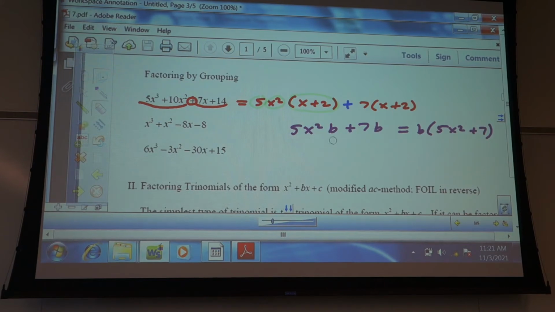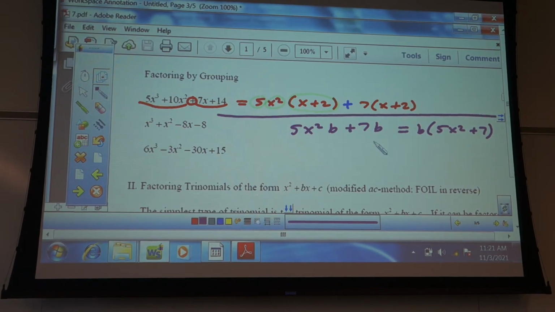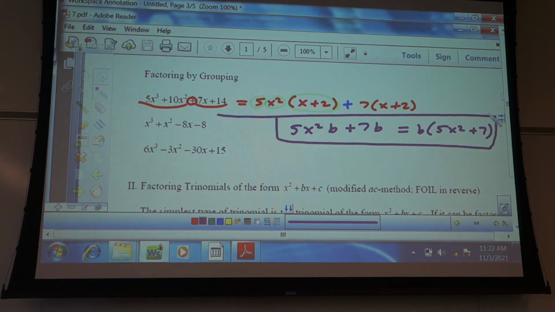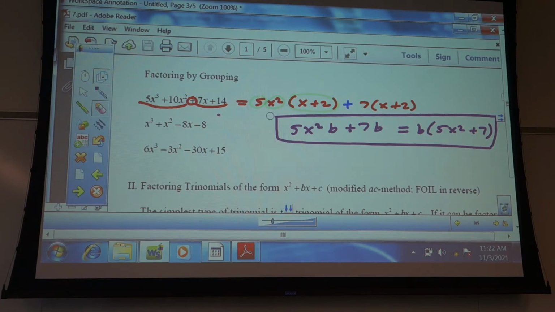How do people feel about, if I had this, this is just a different note, pulling out the b and making this into b times 5x squared plus 7? Folks feel okay with that? Yeah, that makes sense. Good, so then this is just the same idea, only instead of it being b, it's x plus 2.